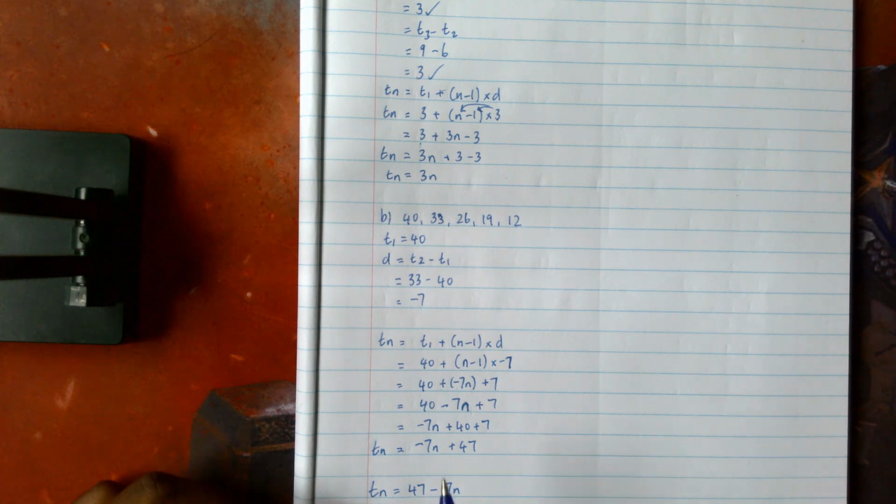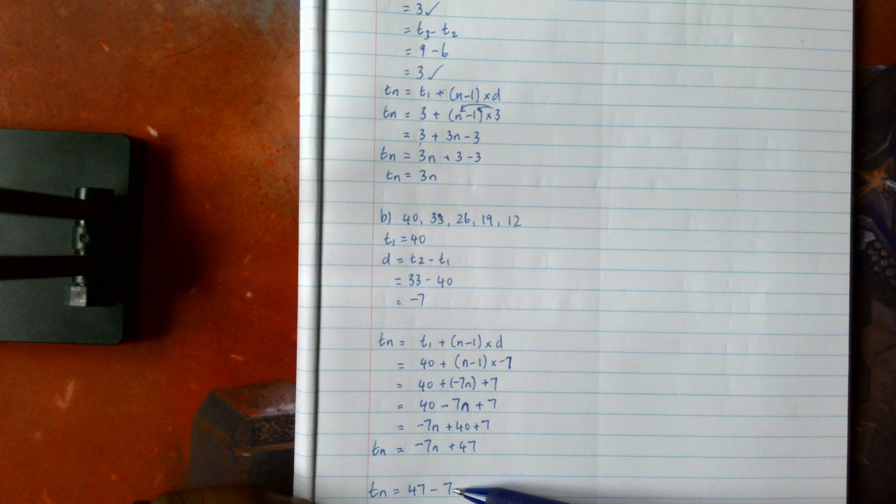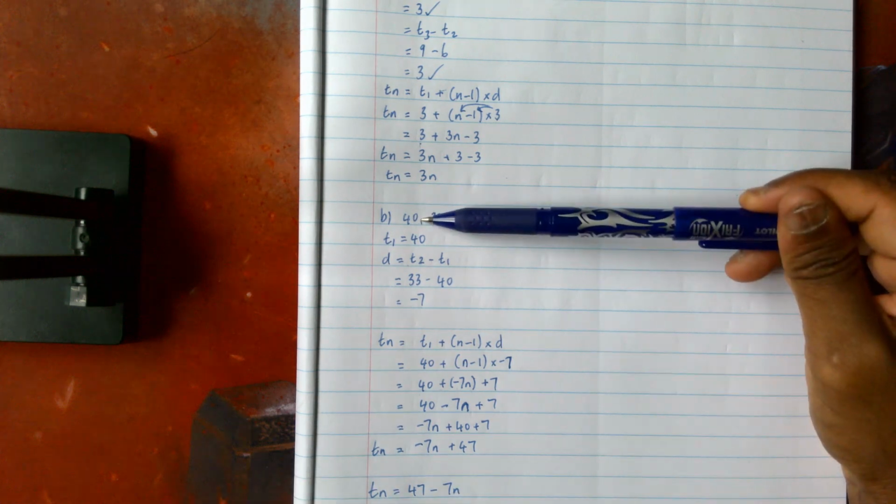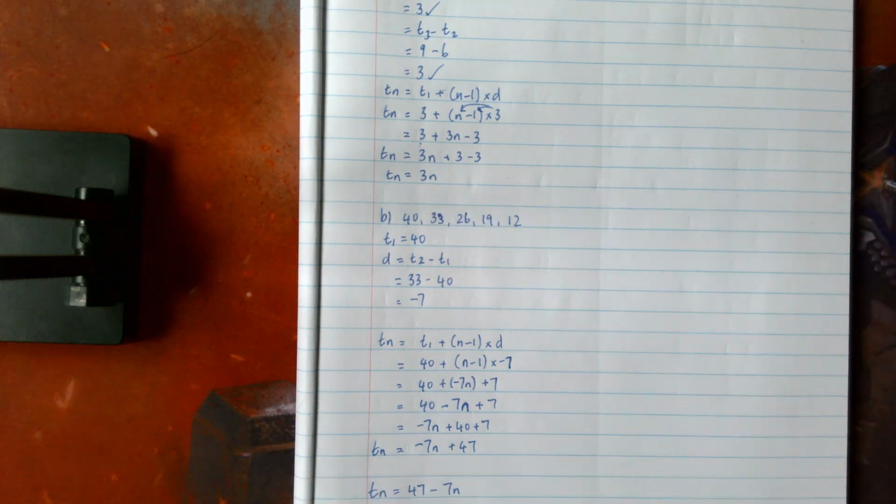Personally, since our n value here has a negative in front of it, I would write it like this just to make the calculations a bit easier. That way when we put 1 here, we know that negative 7 times 1 will be negative 7, and 47 take 7 will be our first term, 40. Just an easy calculation for us to do.